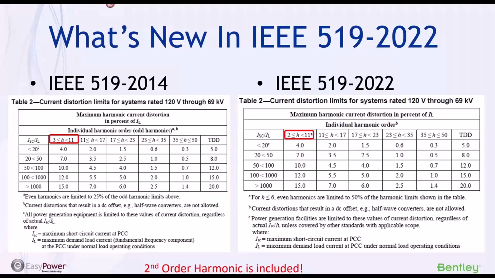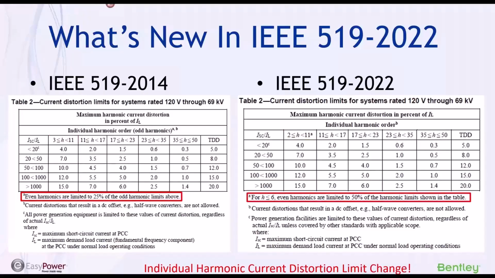So starting from 519-2022, the second harmonic order has been included. It's because more and more equipment are introduced in the system which can produce negative sequence, second order harmonic current distortion. So it's included. And also the next item is that for even harmonics, IEEE 519-2014 limits the even harmonics to 25% of the harmonic limit across the board, for all the harmonic orders above.